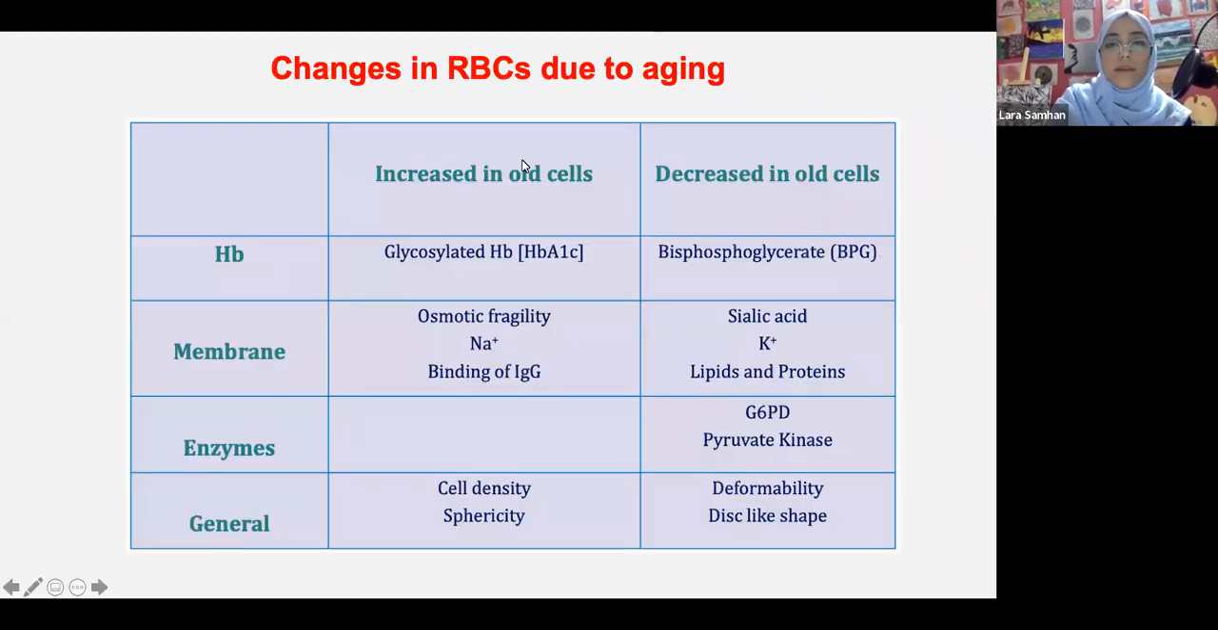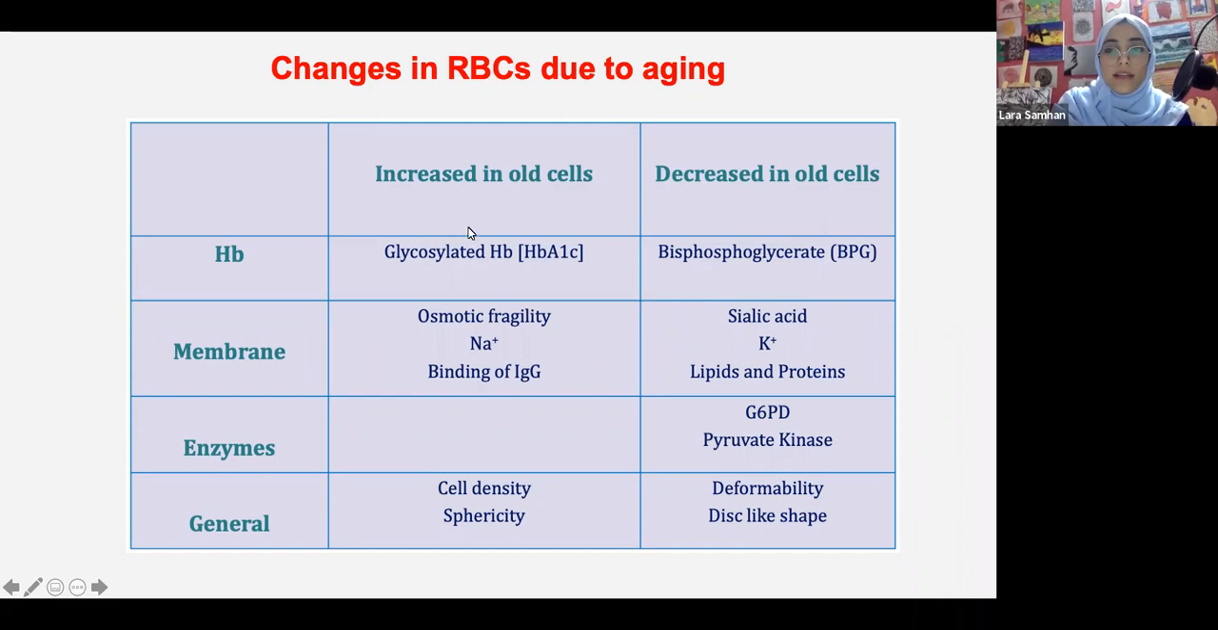Okay, so basically we have here the changes in the RBC when it ages, or in other words, the senescent RBC. Once this RBC gets aged, it's the same as what happens with an individual. For example, whenever we age, we get wrinkles, we are less active. The same thing happens with the RBC. Once the senescent RBC happens, everything bad is going to increase, everything good is going to decrease. So for example, here we have an increase in the old cells.